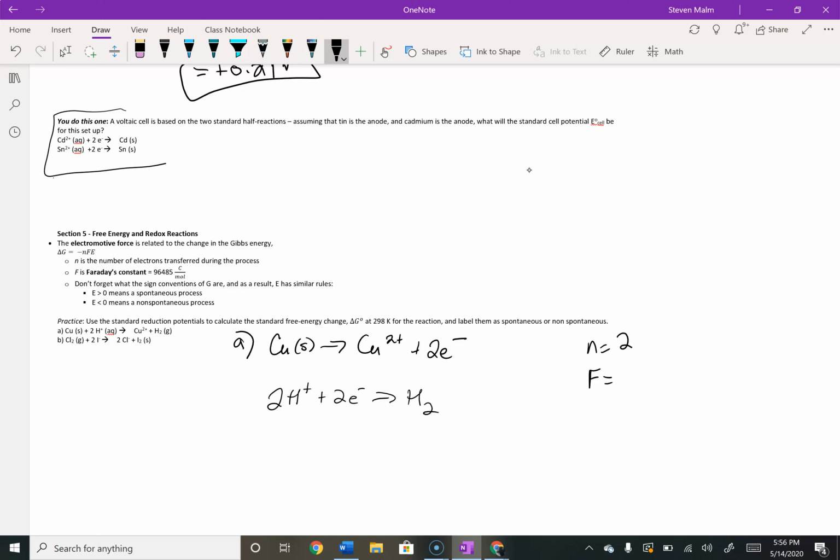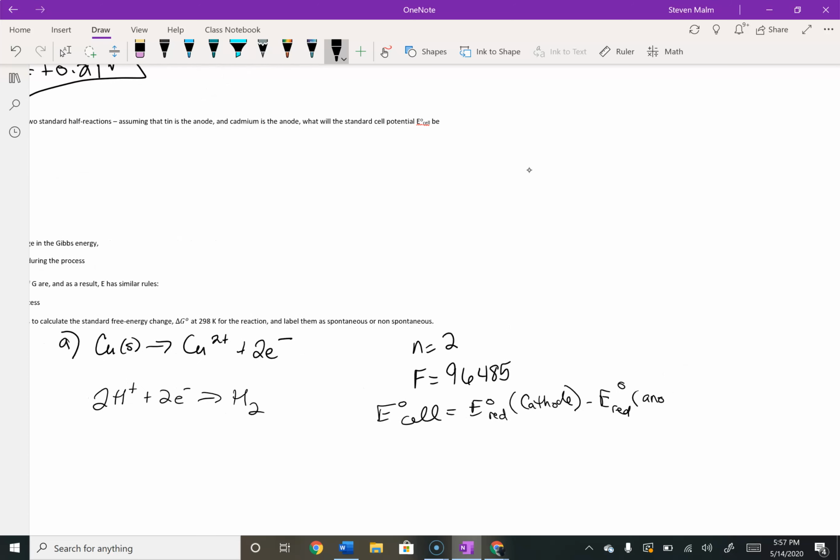F is a constant, so you're going to make sure you have that written down, 96485. And then our E is one that we are going to calculate. And with E, we're going to use the value that we calculate to figure out if it's spontaneous or non-spontaneous, as well as just calculate delta G. So E is going to be calculated by doing E naught, the reduction potential at the cathode, minus the reduction potential at the anode.